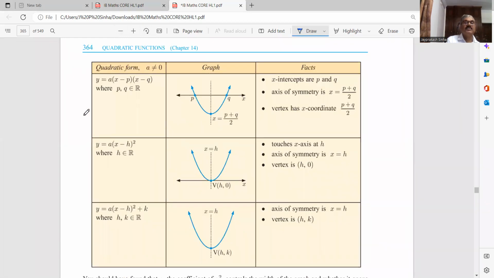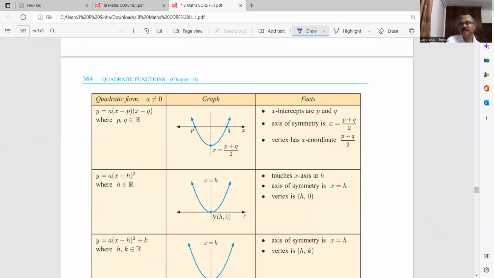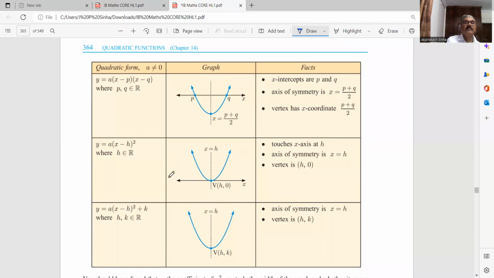Okay. So see here, the quadratic functions are of three different forms. The first form is this, the second form is this, the third form is this. This one is the general form: y is equal to ax square plus bx plus c.